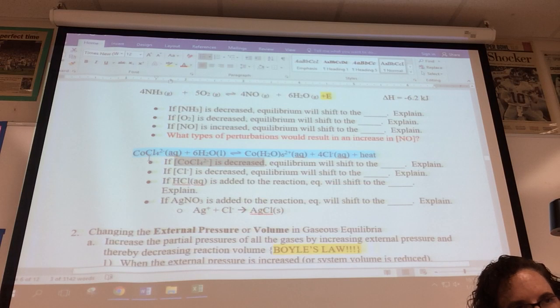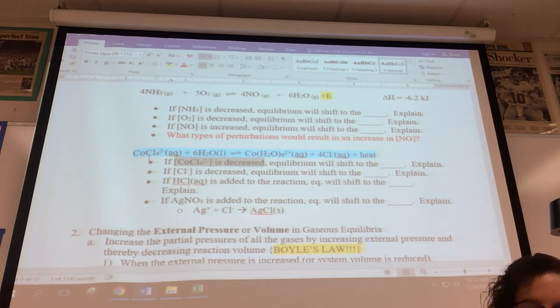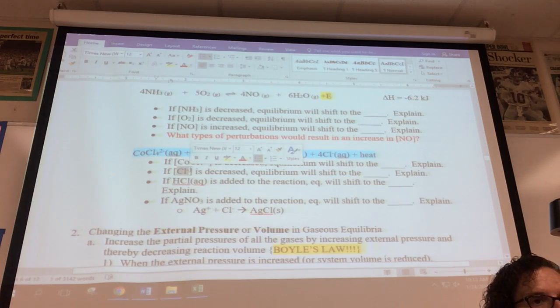The naming of complex ions is really tricky. I don't want to name them for you. It's above the scope. Can we just say complex ion? Well, I think I would have rewritten this because you've got 2 there, so you have to be specific as to which one it is. If chloride ion is decreased, equilibrium shifts to the right to replace the chloride ion lost.